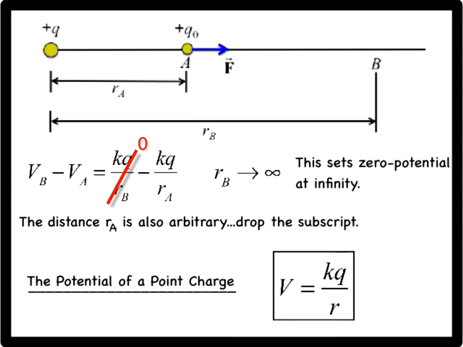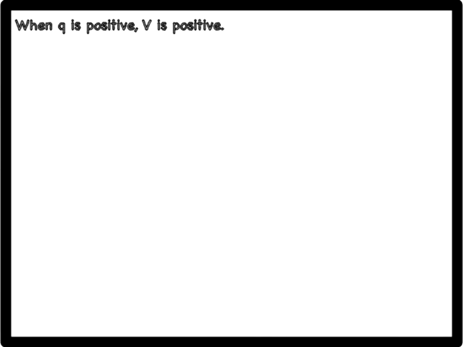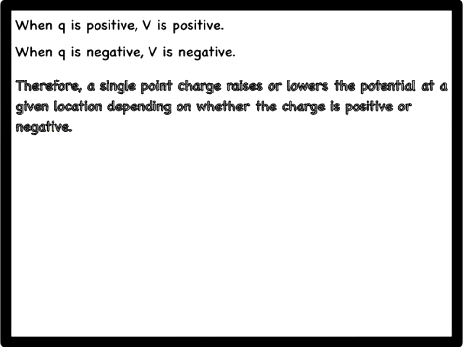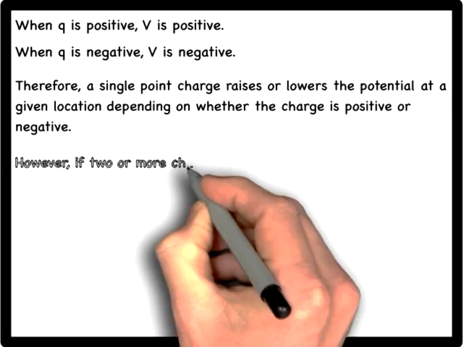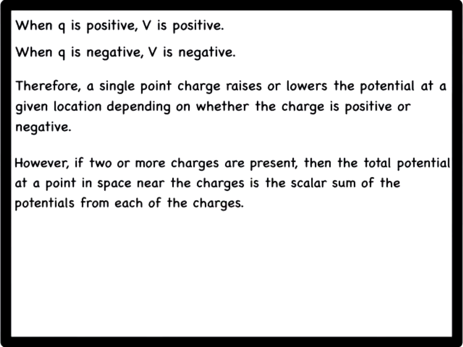It does not refer to the potential in any absolute sense, but instead gives the potential difference relative to the potential at infinity, which we assume to be equal to 0. Notice that when Q is positive, the value of the potential V is also positive, and when Q is negative, the value for V is also negative. Therefore, a single point charge raises or lowers the potential at a given location depending on whether the charge is positive or negative. However, if 2 or more charges are present, then the total potential at a point in space near the charges is the scalar sum of the potentials from each of the charges.